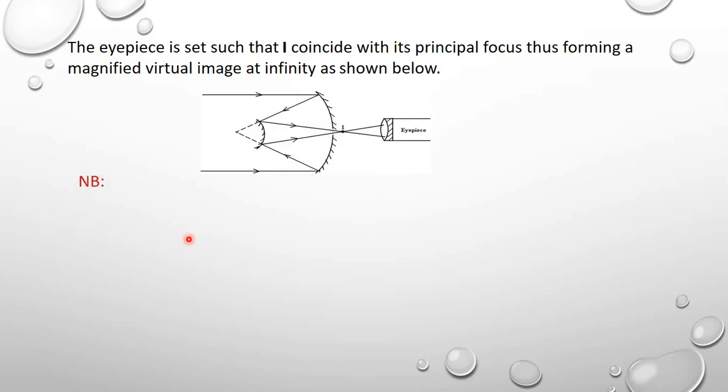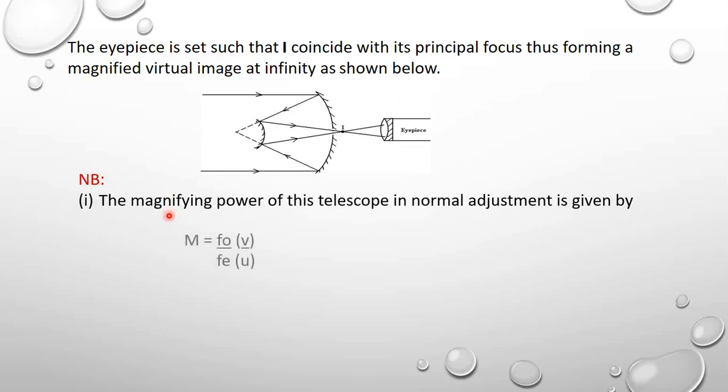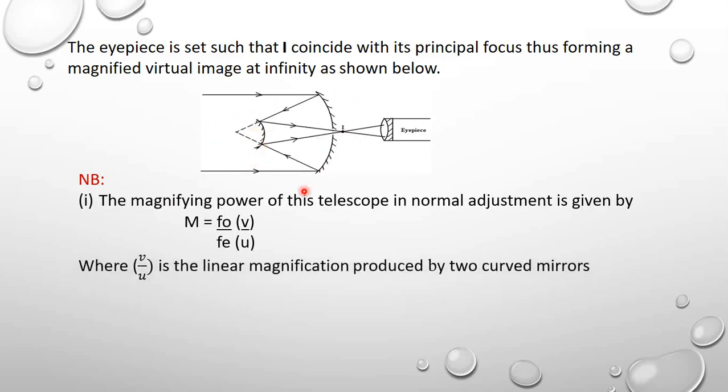Now we need to note something. First of all, we need to note that the angular magnification or magnifying power of this telescope is given by f0 over fe, which is the same as v over u, where v over u is actually the linear magnification of the curved mirrors. Also, f0 is the focal length of the objective, and fe is the focal length of the eyepiece lens.